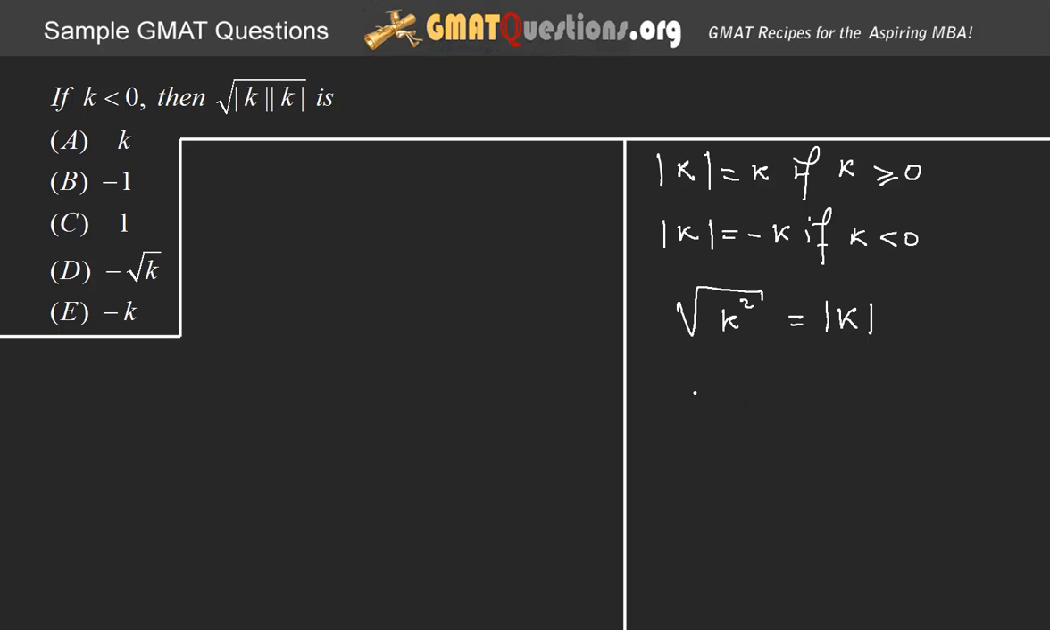For example, the square root of 4 is equal to 2. You cannot say it is equal to 2 or negative 2. It's just 2. So these are mathematical definitions you need to be aware of. Now let's attack this question.